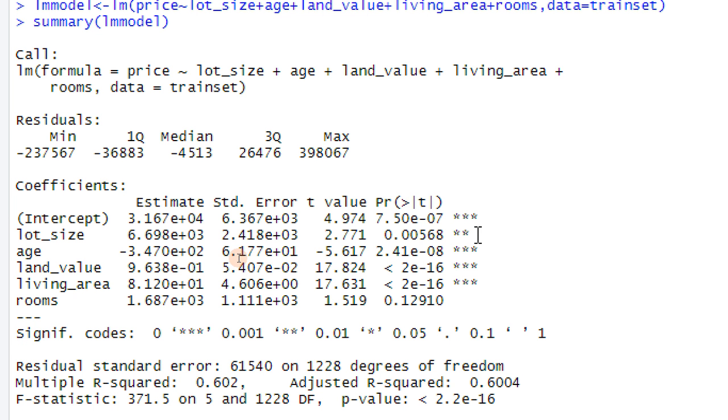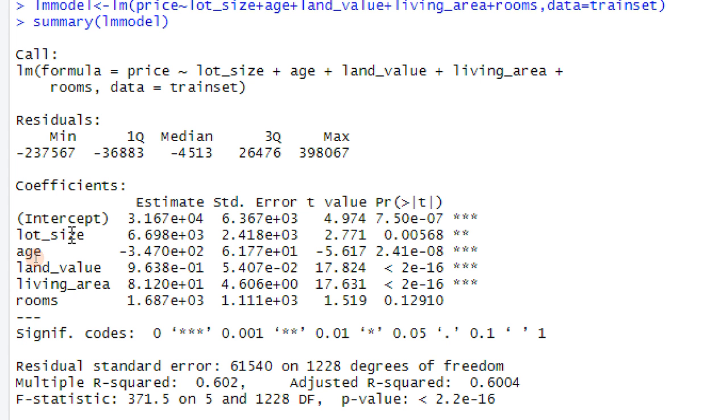If you have any doubt on the star ranking, 3 stars indicate 99.9%, 2 stars indicate 99%, 1 star indicates 95%. What does that percentage indicate? 1 star gives 95% that the output variable is dependent on lot size. Here we are having 2 stars, right? So 2 stars means 99% the price value is dependent on lot size.